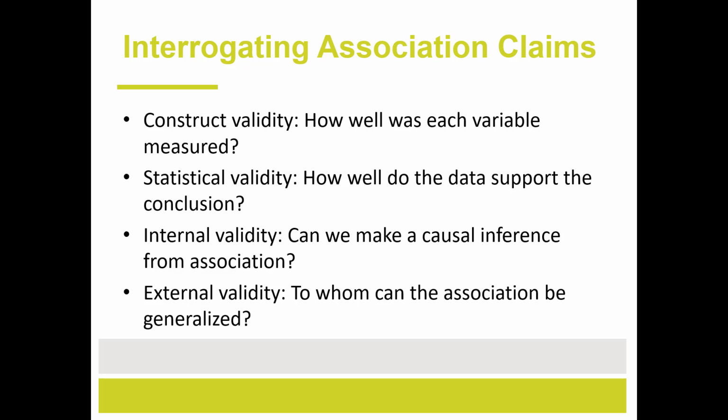Now let's shift to discussing how we go about interrogating association claims. Remember here, we're going to use the same four validities we've discussed in previous chapters to interrogate our claims. We'll talk about construct, statistical, internal, and external validity here. For association claims, the most important validities to consider are construct validity and statistical validity.